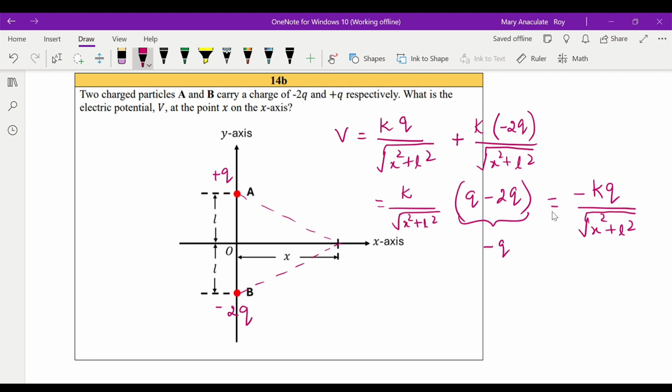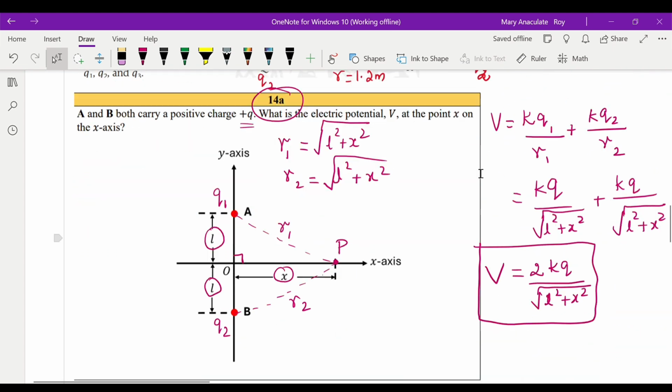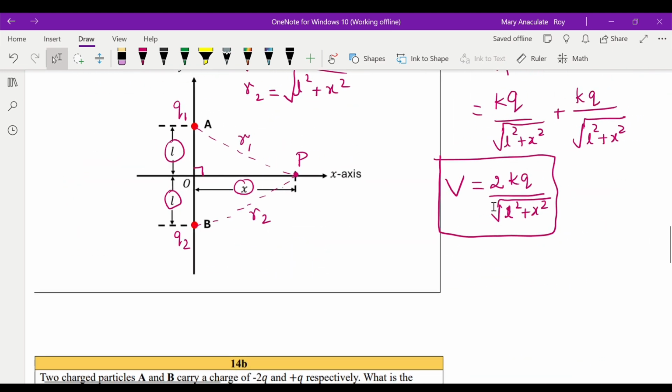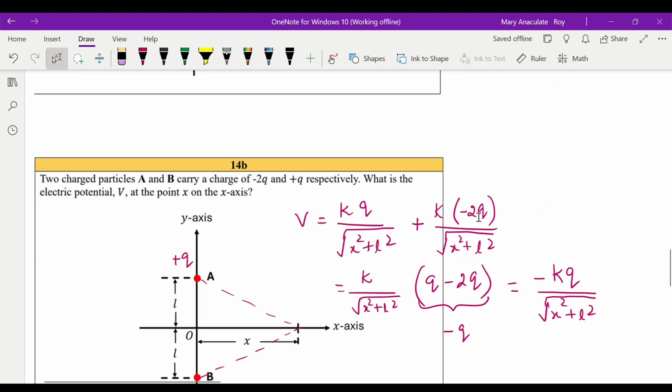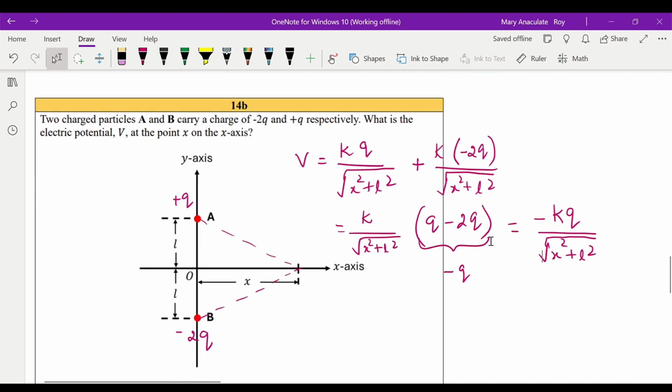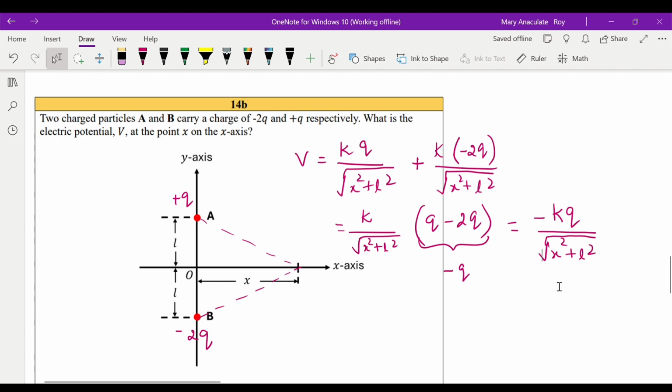Notice the difference in these two derivations. Earlier, both charges had the same Q and Q, so it became 2Q, KQ. Here, one charge was positive Q, the other charge was negative Q. So when you add them, you end up with this answer.